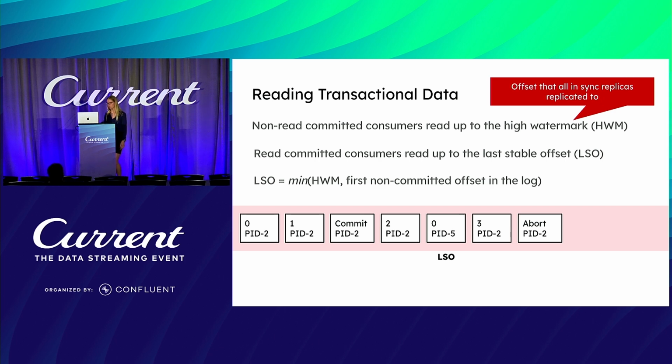At this point, the LSO is not going to update to the abort marker because we still have an open, uncommitted transaction with producer ID 5. So at this point, you could read up to this 2 of the producer ID 2, but anything past that is past the last stable offset, and we can't read it. And you could imagine we keep going, and if we committed that transaction with producer ID 5, the LSO will update to now this new transaction with producer ID 7. It's the first uncommitted, non-committed offset in the log.